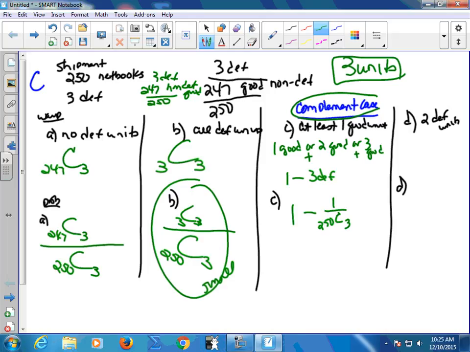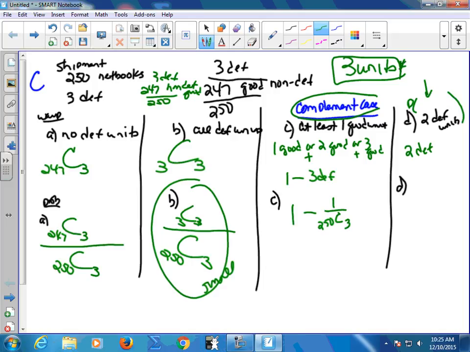Okay, I threw another part in here. I want 2 defective units. Not that I want them, but what is the probability that I will choose 2 defective units? How many ways first can I choose 2 defective units? Because that's going to be your top number anyway. So how many ways can I choose 2 defective units? This is what I want. 2 defects. I'm choosing how many things?